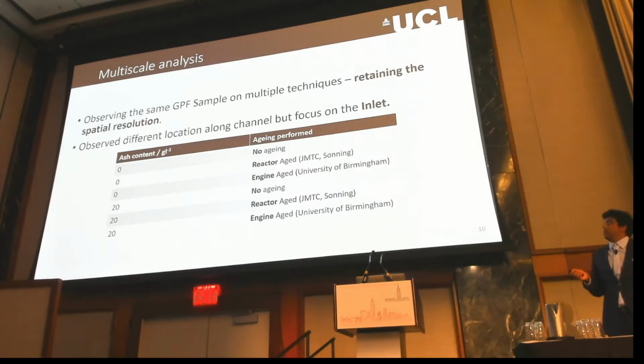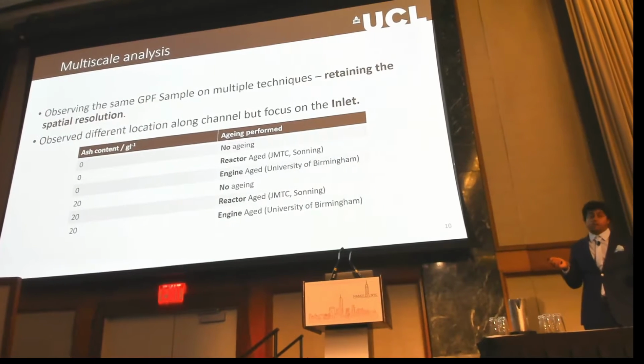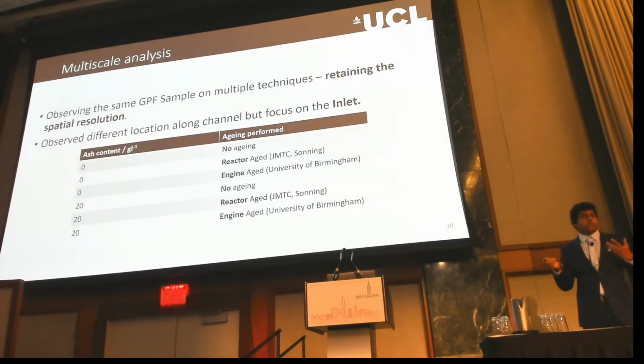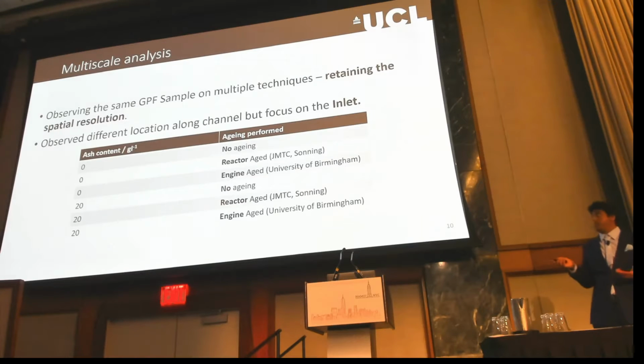I'm going to be showing you samples from two GPFs: one which has no ash deposited and one which is ash loaded. They're taken from the inlet of the GPF, and we've looked at the same region of interest, so we're retaining spatial resolution. I'm also going to show you samples which have been aged by two different methods, aged in a reactor and aged on an actual engine. So I'll show you how differences in the aging procedures you perform actually affect the distribution of the elements present in the system.